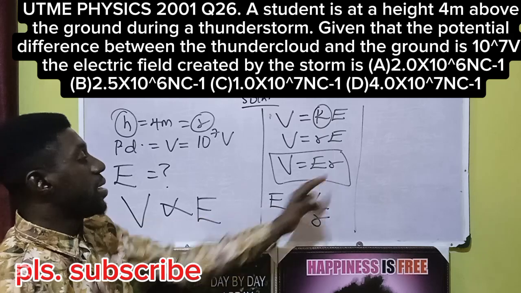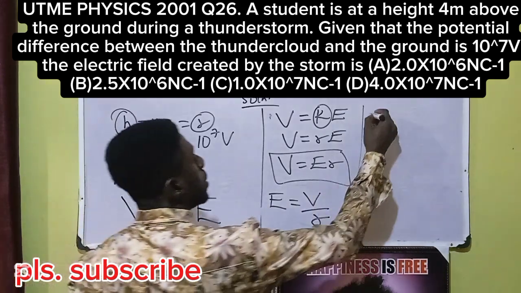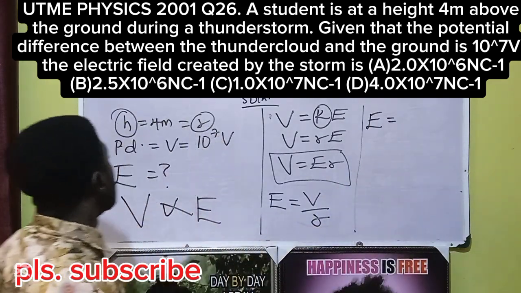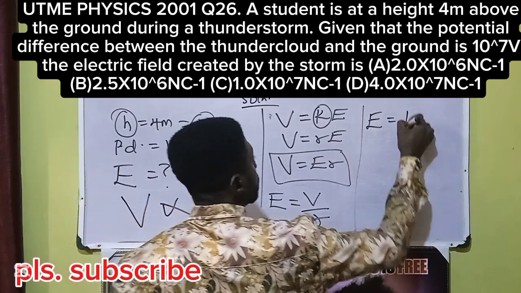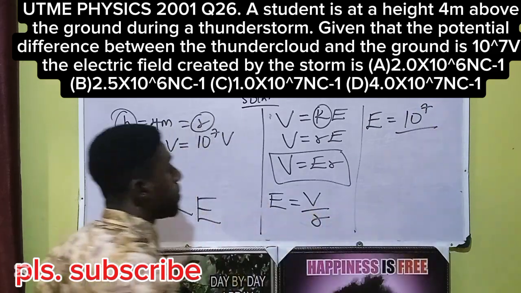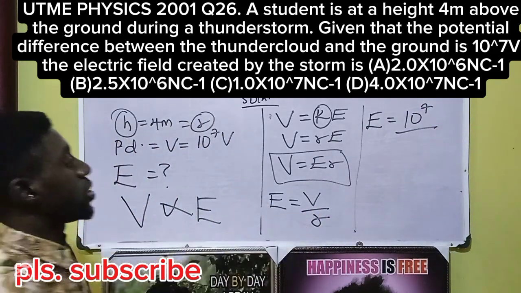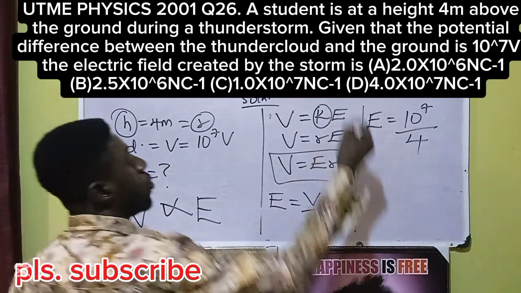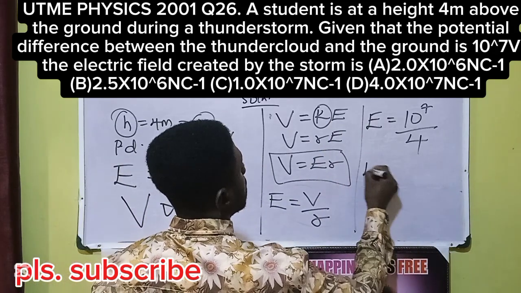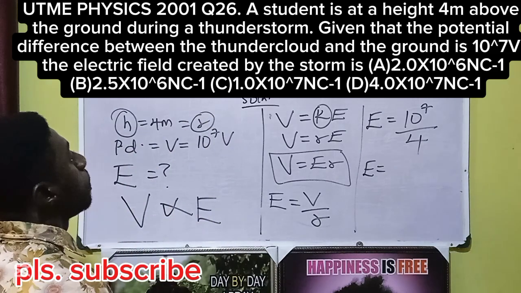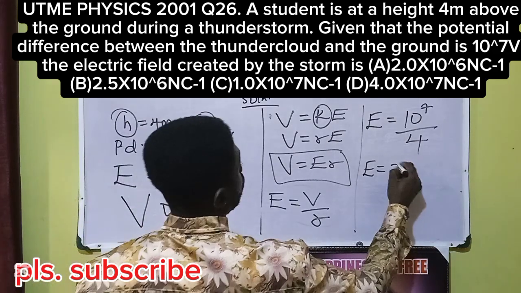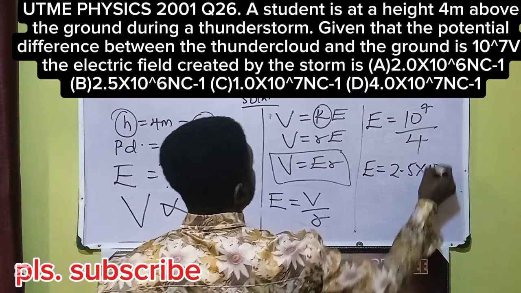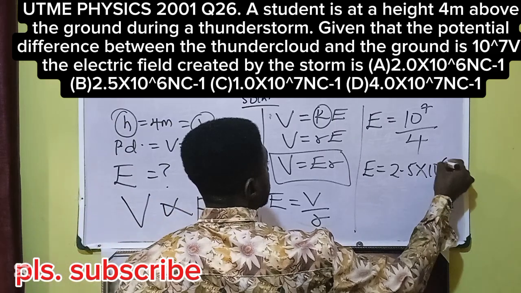Dividing both sides by R, I'll be having E is equal to my voltage, 10 raised to the power 7, over my height or radius, which is 4 meters. Then when you divide that, you'll be having E is equal to 2.5 times 10 raised to the power 6.